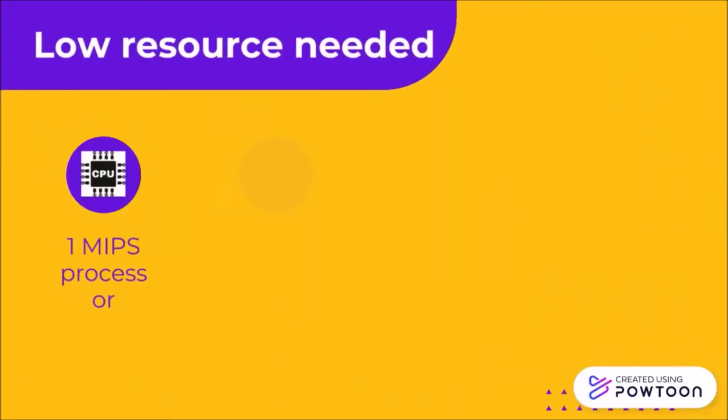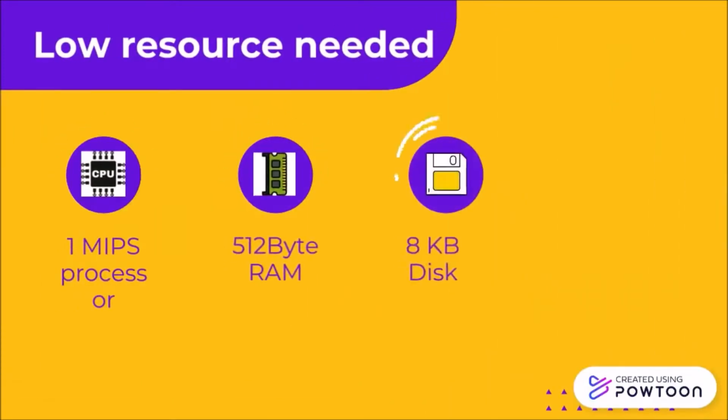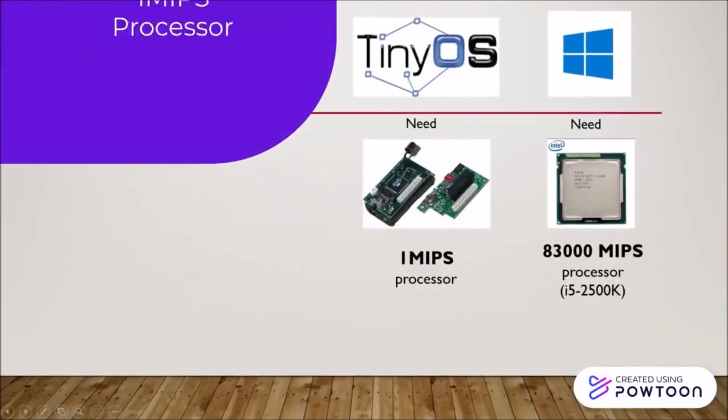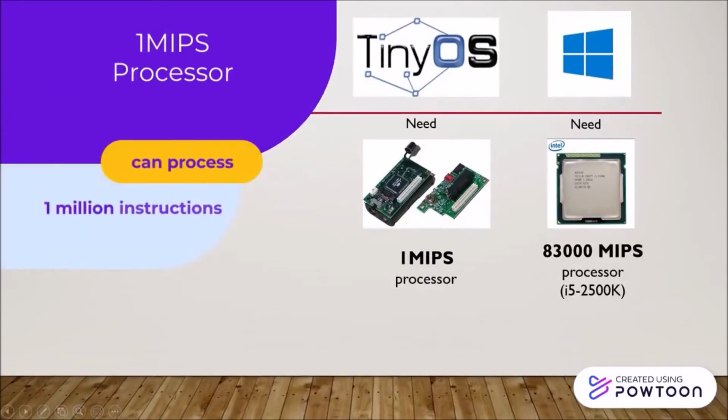Low resources are needed to run TinyOS. It requires a 1 Mbps processor, 512 bytes of RAM, 8 kilobytes of disk space, and 50 microvolts of energy. A 1 Mbps processor can process 1 million instructions per second. TinyOS needs only a 1 Mbps processor, while to run Windows 10 smoothly, we will need an 83,000 Mbps processor.